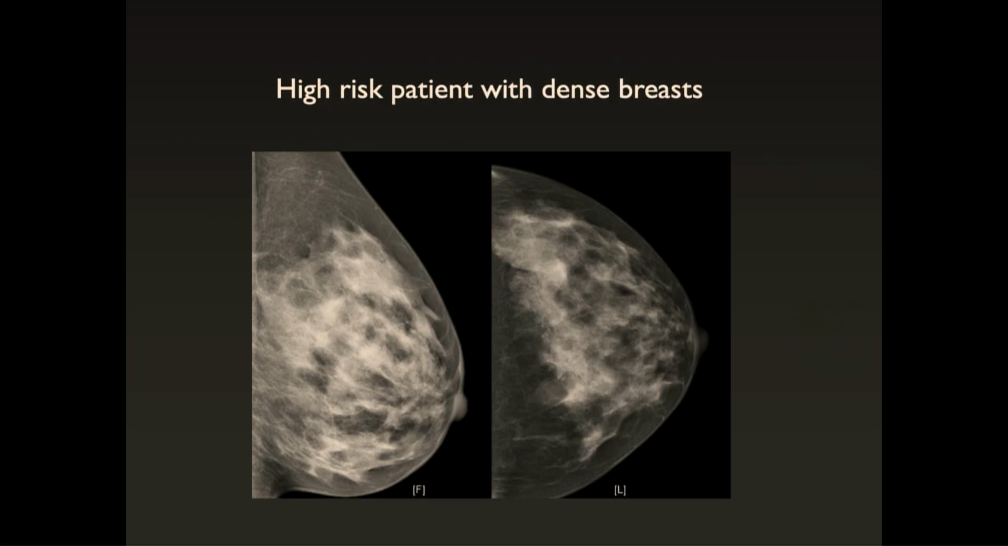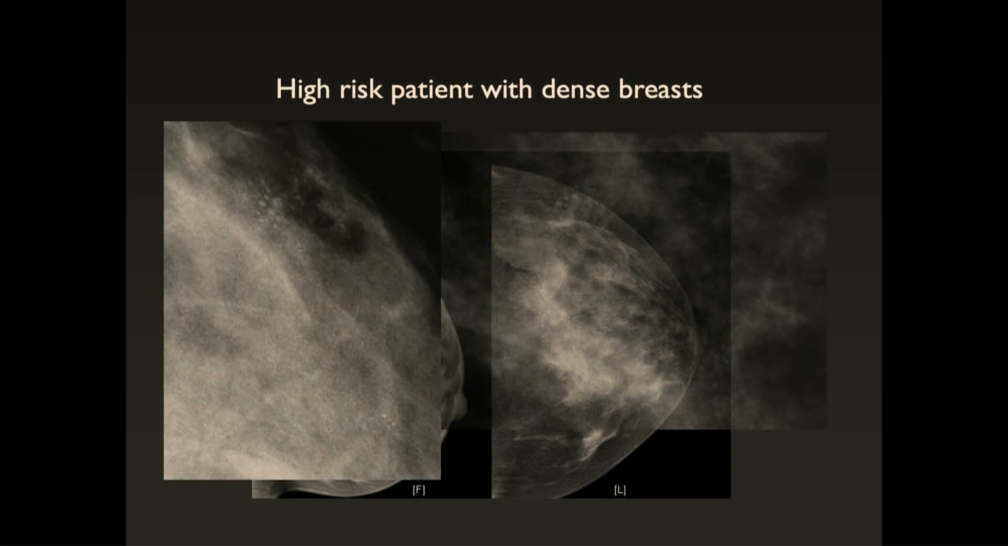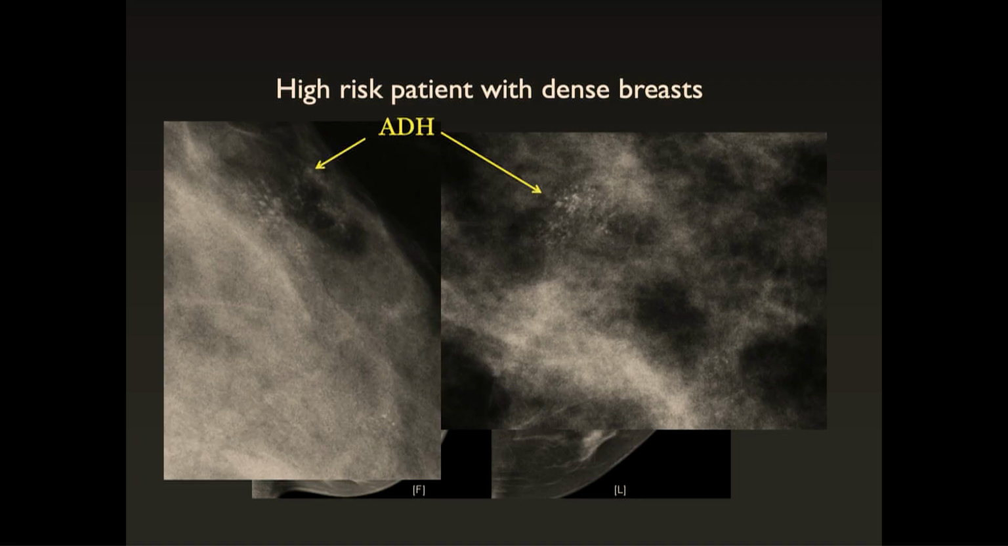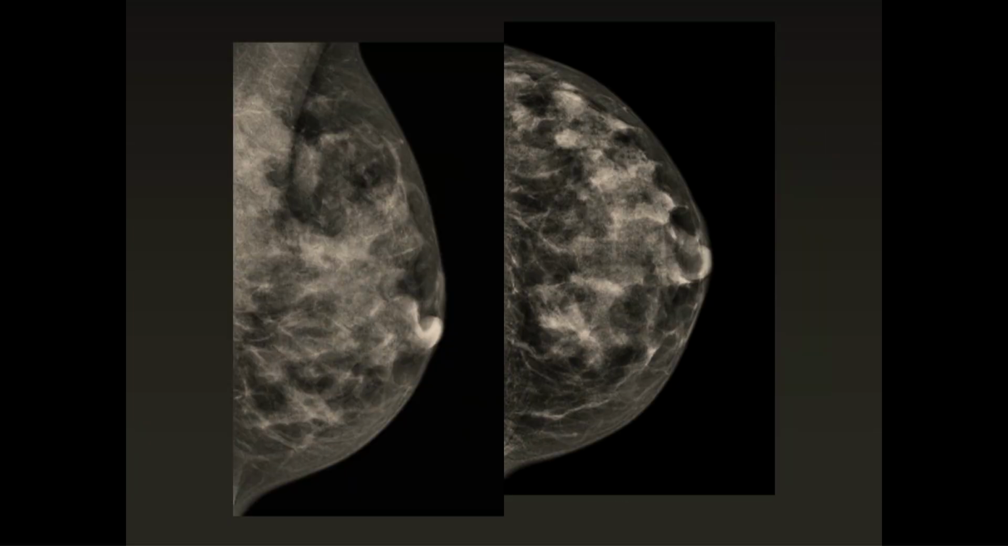Here's an example of a woman. She does have mammographically dense breasts, and on the magnification views, you can see that there's a group of amorphous calcifications. When those underwent biopsy, that was ADH. She has another group of calcifications more inferomedially, morphologically similar, but when those underwent biopsy, that was benign. And when this ADH went to surgery, it was not upgraded.